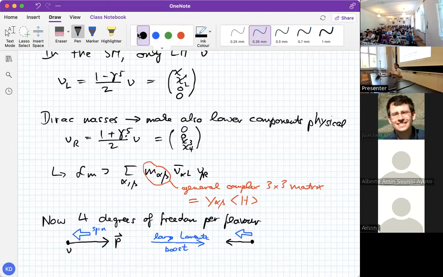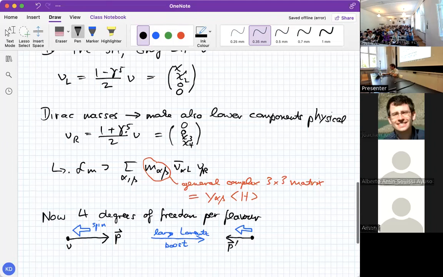So in other words, because for a massive neutrino, I can always do such a boost, I necessarily need a right-handed degree of freedom in my theory. So let's call this momentum P prime, just for definiteness. And that's the reason, or an intuitive reason for why right-handed neutrinos are essential.